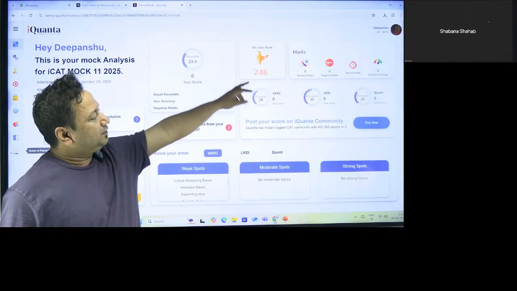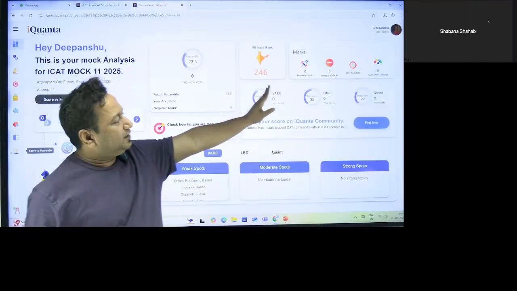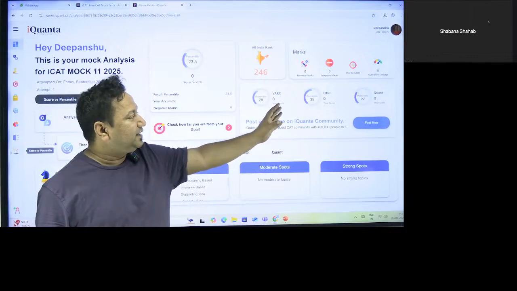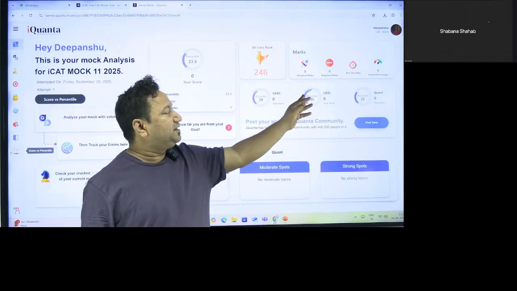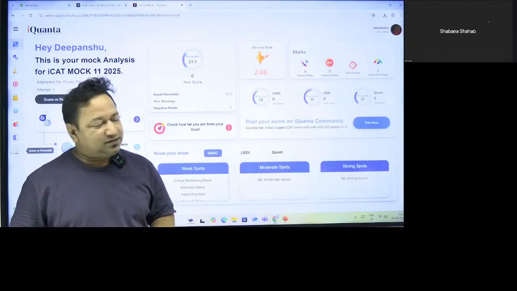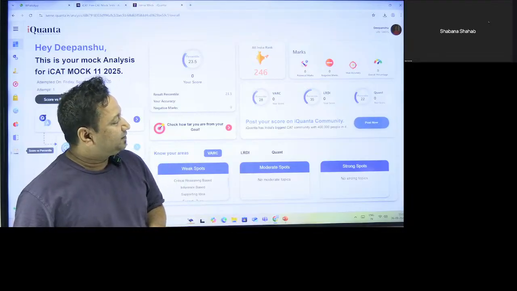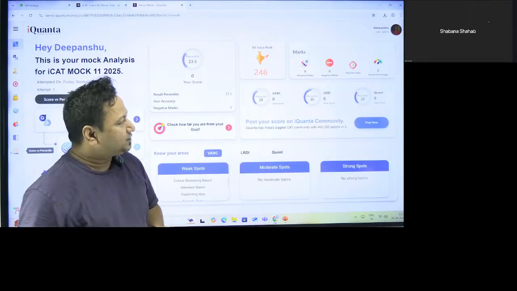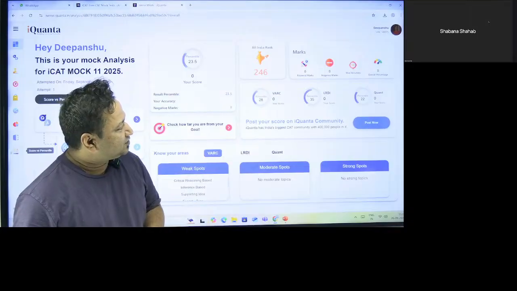Okay. In VARC, his score is 28. In LRDI, 35. Quant, 22. At 0 score, these are the percentiles. So 35% people in LRDI have got negative scores. That's huge. 28% in VARC, 22% in Quant. Which somehow means that LRDI is the most difficult one, as you see the scores here, and Quant is probably the easiest one.